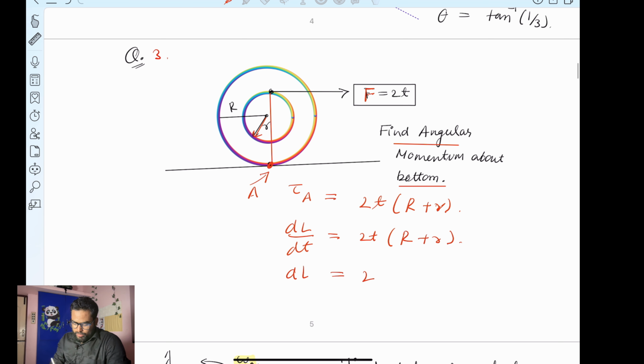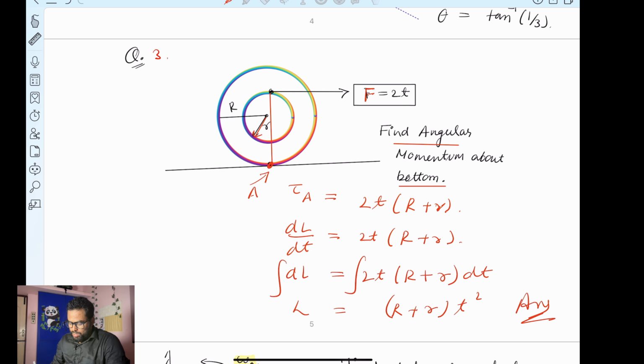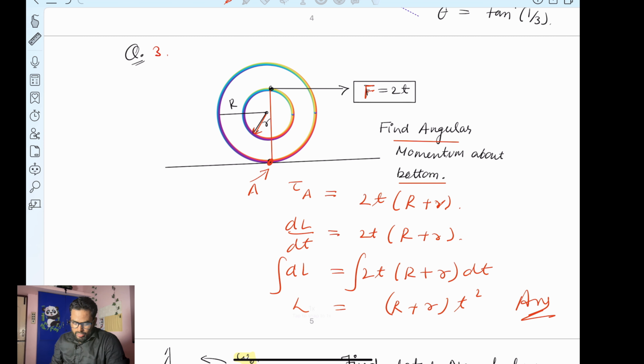So what about dL from here? dL equals 2t (R plus r) dt. Now I'll integrate both sides, and I will get the angular momentum. R plus r is a constant outside, and t would become t square, and that is our answer. Okay, easy problem. Let's see the next one now.